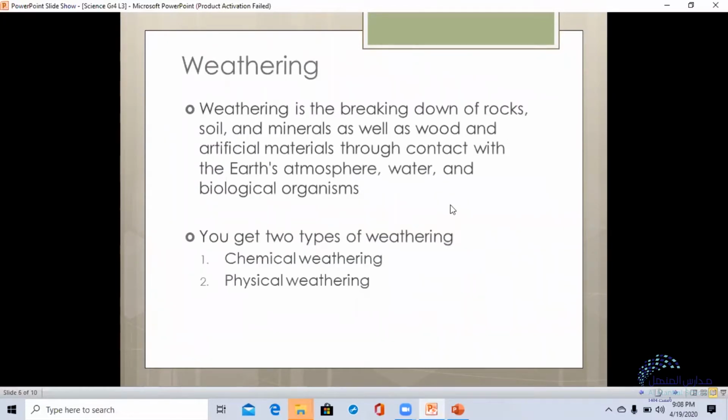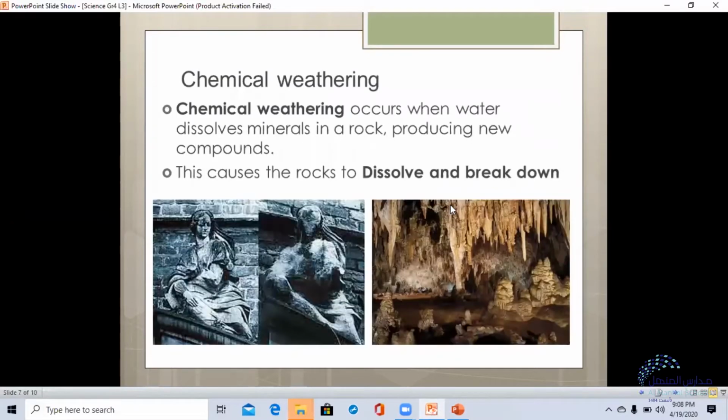What is weathering? Weathering is the breaking down of rocks, soil, and minerals, as well as wood and artificial materials, through contact with Earth's atmosphere, water, and biological organisms. So you get 2 types of weathering, chemical weathering and physical weathering. First of all, chemical weathering. Chemical weathering occurs when water dissolves minerals in a rock, producing new compounds. So this causes the rocks to dissolve and break down.